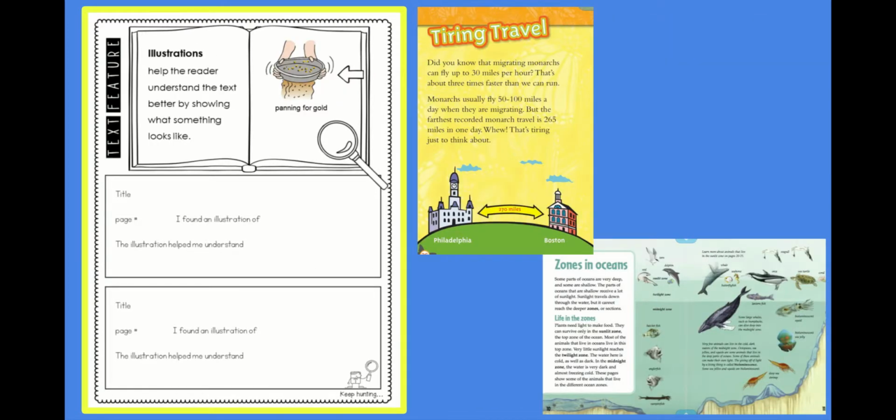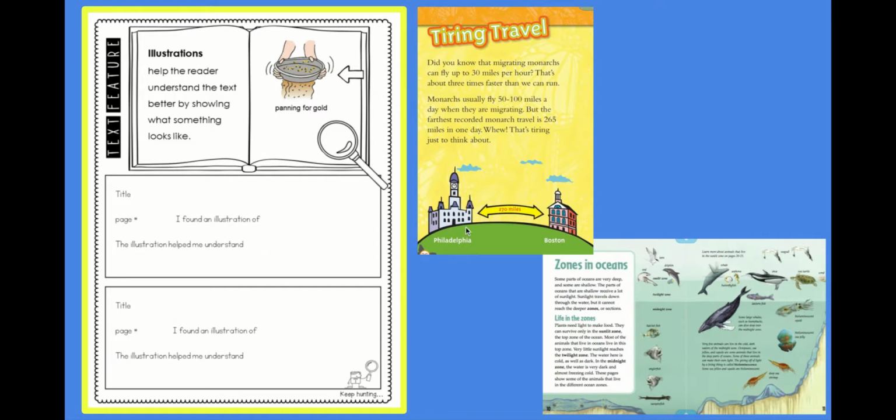The next text feature we're going to talk about are illustrations. And illustrations also help the reader understand the text better by showing what something looks like, but these are a little bit different than actual photographs. That's because illustrations are drawings or creations that are created. They could be created digitally, or they could be some kind of collage of some sort, but they are not actual photographs taken with a camera.